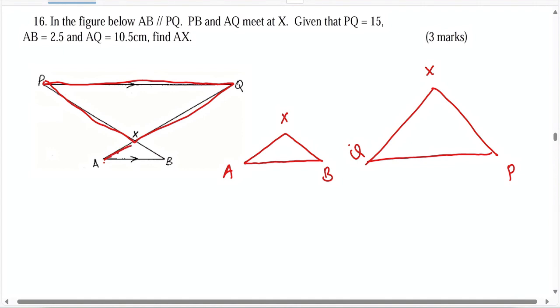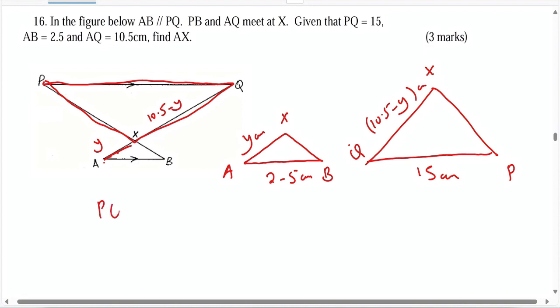So let's say if I imagine AX to be Y, your XQ will be 10.5 minus Y. Sawa? So AX tayari siwajua ni Y centimeter. So here QX itakuwa ni 10.5 minus Y. So zote za add up to 10.5. So AB ni 2.5 na umeambiwa PQ ni 15 centimeter. So let's find out the linear scale factor.